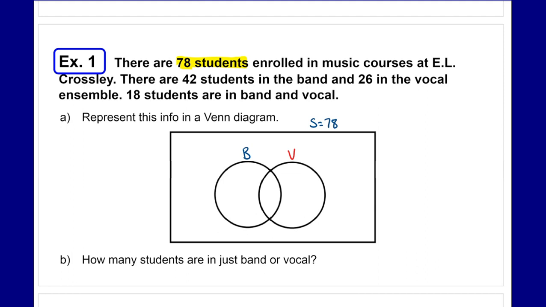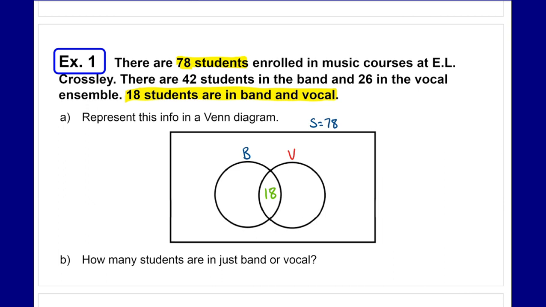When you're doing a scenario like this, you want to start with the overlap first. Start where the outcomes or the events overlap. In this case, we have 18 students that are in both band and vocal. So that overlap is going to be 18.